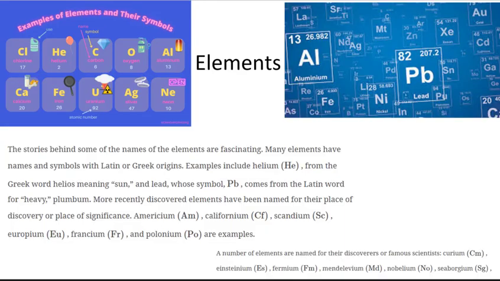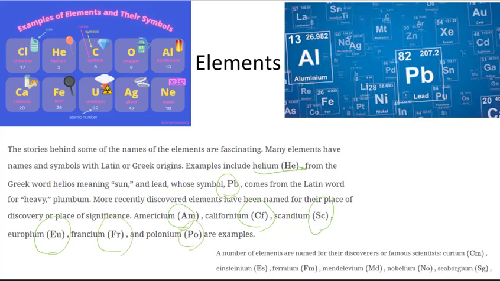Let's get a little bit more into elements. The stories behind some of the names of the elements are actually pretty fascinating. Many elements have names and symbols with Latin or Greek origins. Examples include helium, from the Greek word helios, meaning the sun. Lead, whose symbol is Pb, comes from the Latin word for heavy, plumbum. More recently discovered elements have been named for their place of discovery or place of significance. Americium, Am, Californium, Cf, scandium, europium, francium, polonium. Those are just some of the examples.